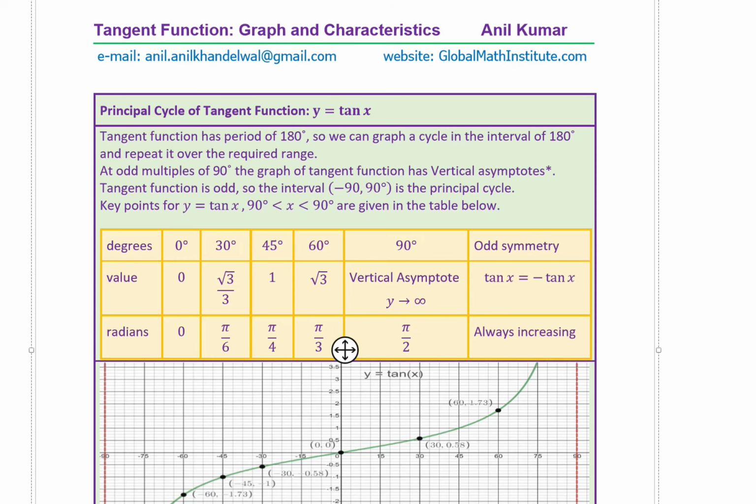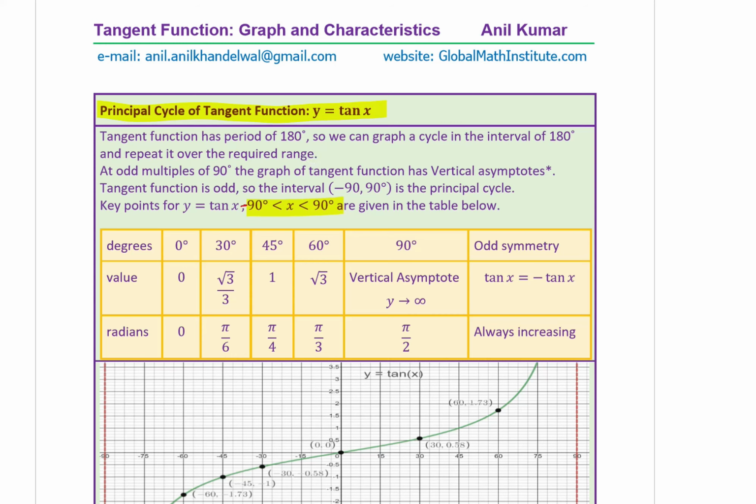Let's move forward and understand some principal values for the tangent function. Now, the principal cycle of tangent function, which is y equals to tan x, is between minus 90 and plus 90. Now, it is important to understand that the tangent function has period of 180. So we can actually graph a cycle in any interval of 180 degrees, right? And we can repeat it over and over again to get the complete graph on the required domain.